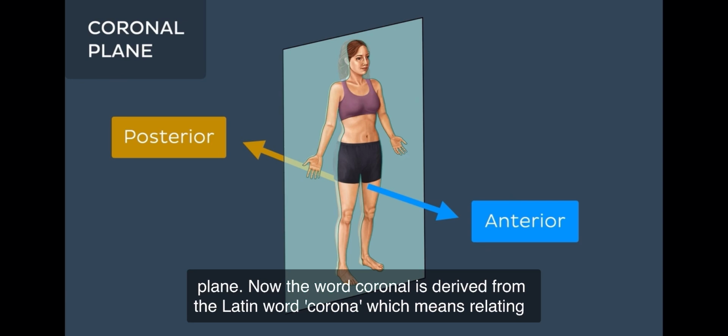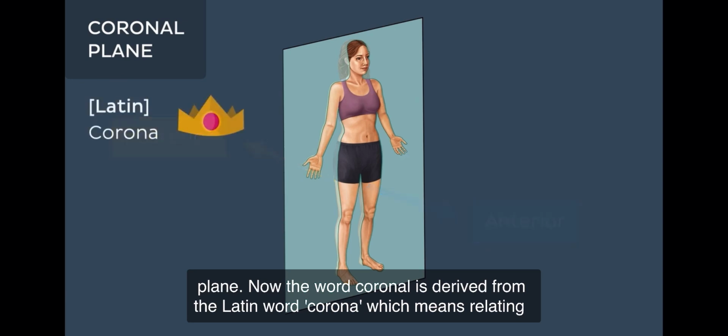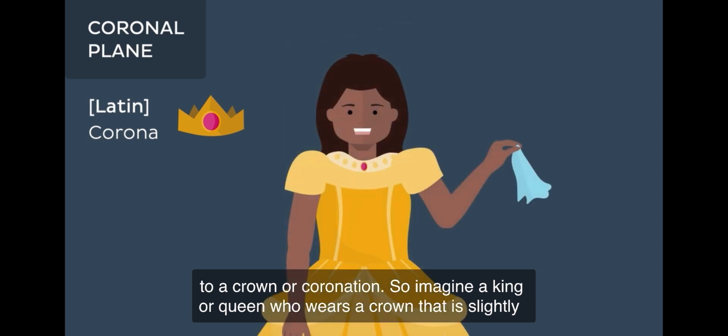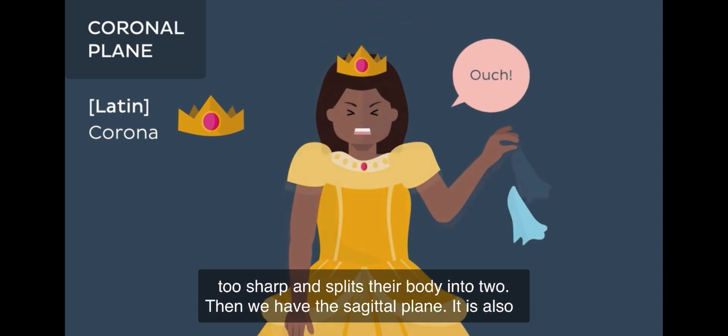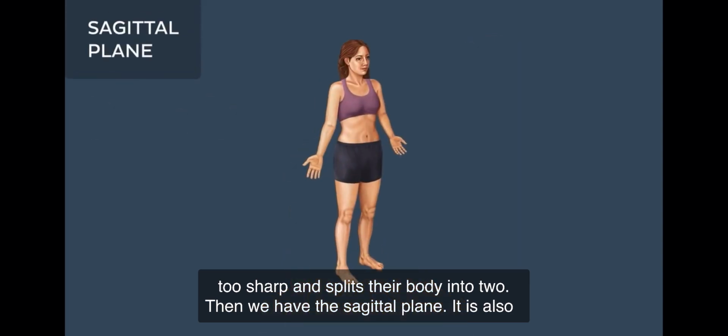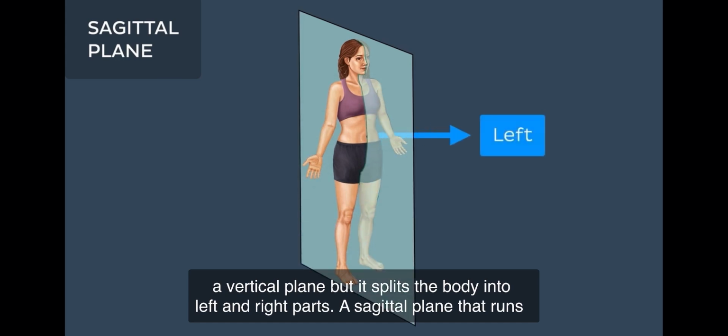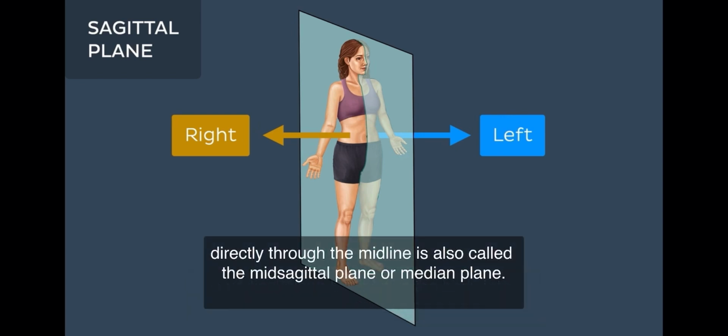Now, the word coronal is derived from the Latin word corona, which means relating to a crown or coronation. So imagine a king or queen who wears a crown that is slightly too sharp and splits their body into two. Then we have the sagittal plane. It is also a vertical plane, but it splits the body into left and right parts. A sagittal plane that runs directly through the midline is also called the mid-sagittal plane or median plane.